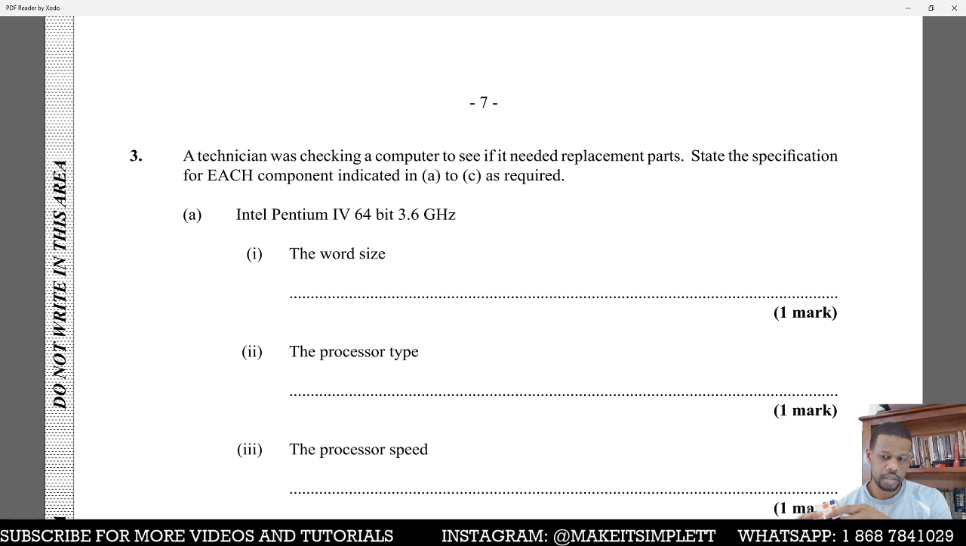All right, a technician was checking to see if a computer needs a replacement part. State the specification component. Our word size is 64 bits. Remember, the word size is the maximum amount of bits that a CPU could process. It's either going to be 64 or 32.